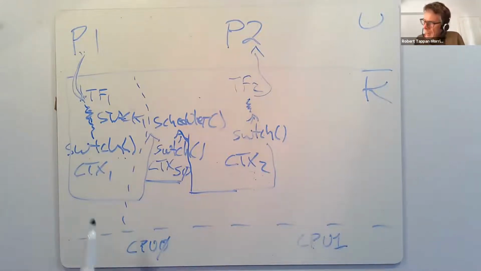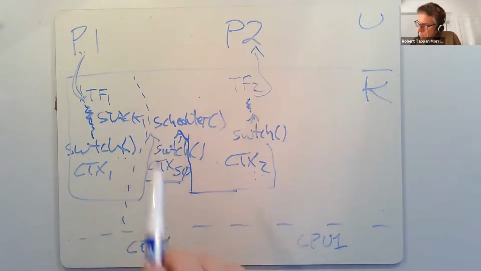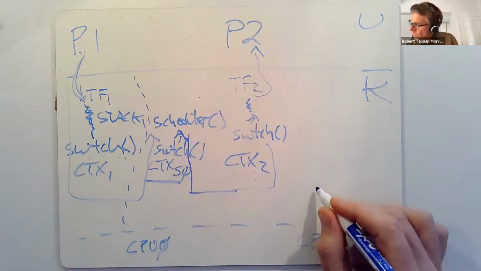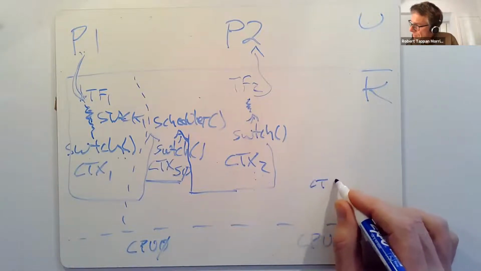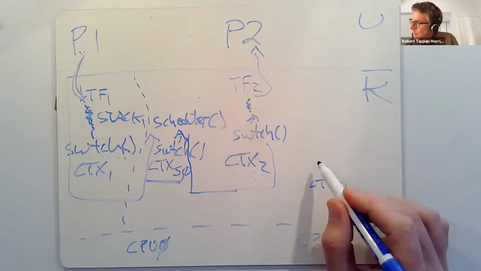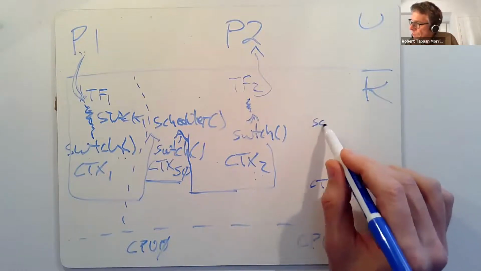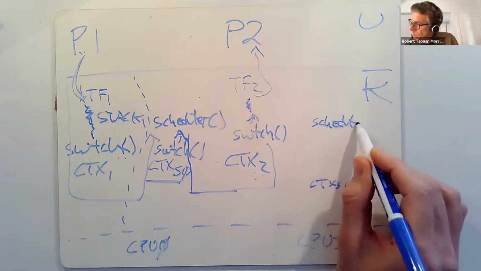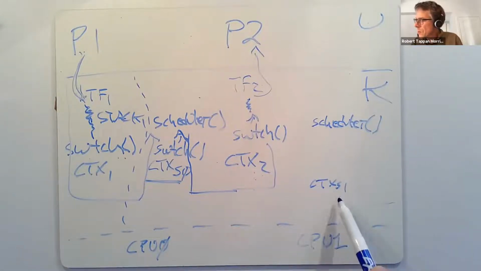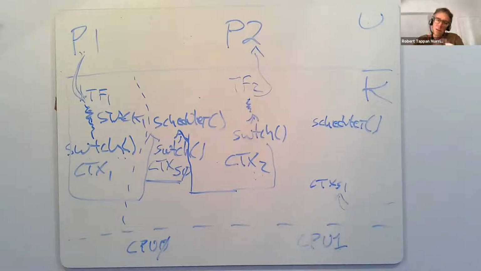And there's a separate scheduler thread for each CPU. So there'll also be a saved context for the scheduler thread for CPU 1 and a scheduler loop running on scheduler 1. And whatever process, process 3 or something, is running on CPU 1, when it decides to give up the CPU, it'll switch into the scheduler thread for its CPU.